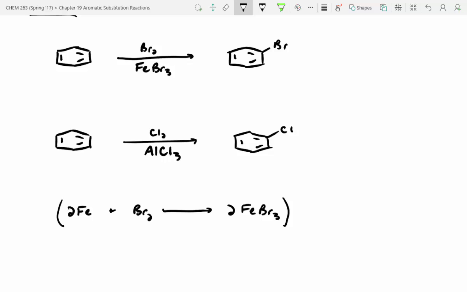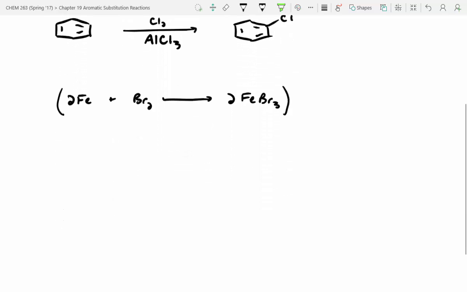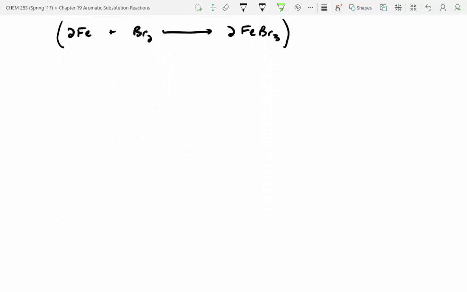What are the geometries for iron tribromide and aluminum trichloride? Are they tetrahedral, trigonal planar, trigonal pyramidal, bent, seesaw, octahedral? All right, so let's go ahead and draw this out. Tetrahedral.